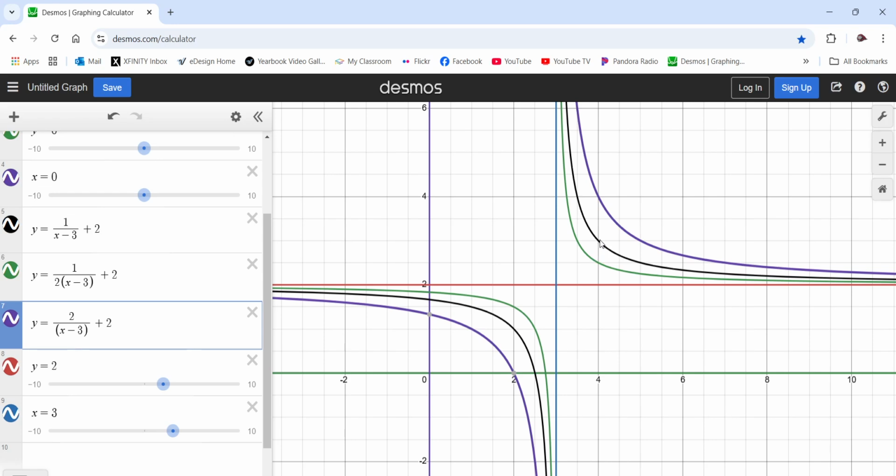Make sense? This is your normal one, your parent one. This is if you're dividing. This is if you're multiplying. We got it? All right. So that's basically the kind of stuff that they're going to ask you to do with these things.